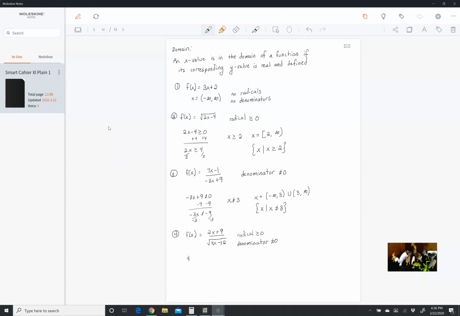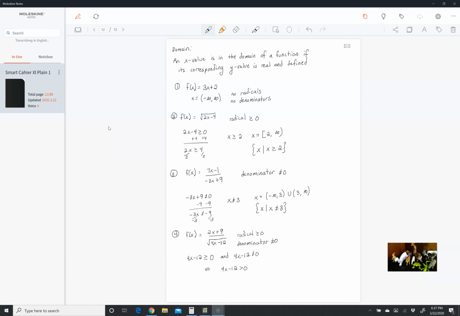So what we're doing is we're saying 4x minus 12 has to be greater than or equal to 0, and 4x minus 12 can't be 0. So we can combine this. Why solve two inequalities when we just have one? We could say, okay, so 4x minus 12 is greater than 0. So you don't have to write both of these. I wrote them here, but you don't have to write both of them.